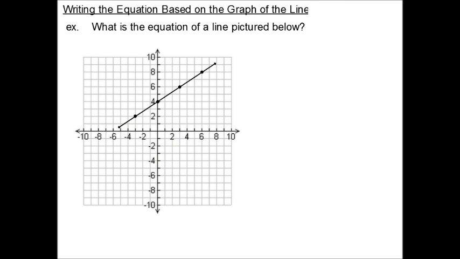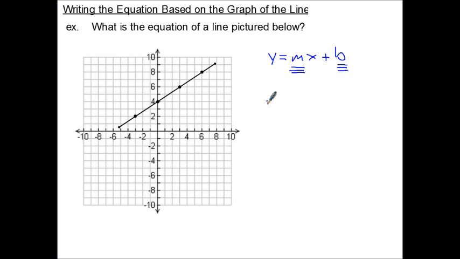Alright, so here we go. We're writing the equation based on the graph of the line. So I've got a picture, and I'm going to come up with the equation just from the picture. So what's the equation of the line pictured below? Well, again, we're shooting for something that looks like y = mx + b. So again, I want to figure out what the m is, and I want to figure out what the b is. Okay, and more or less we can just pull that straight off the graph.